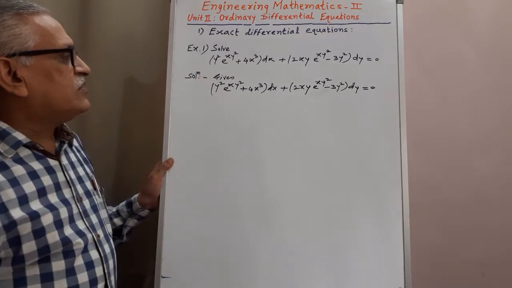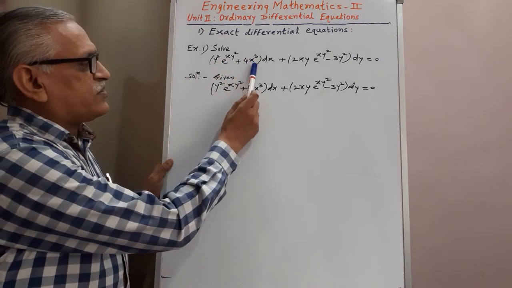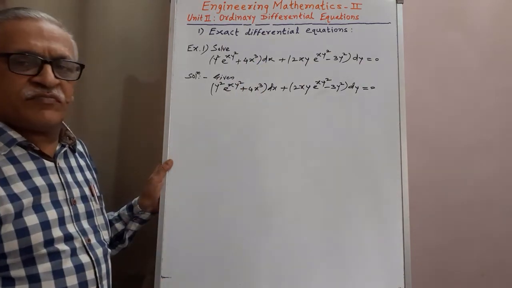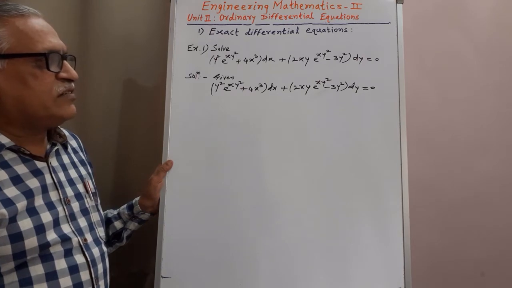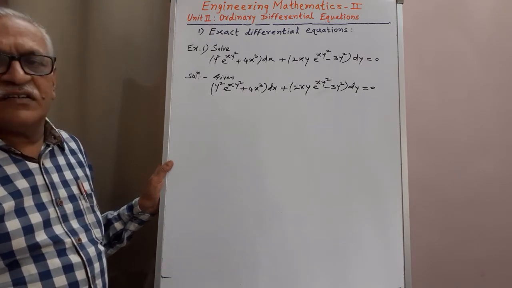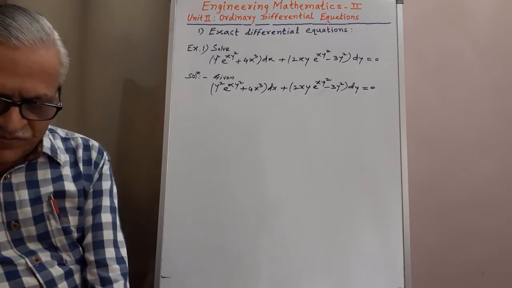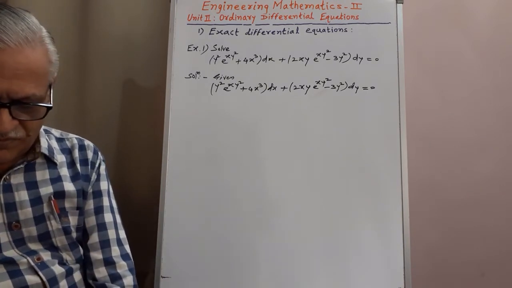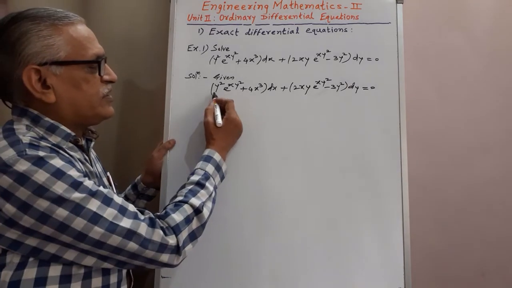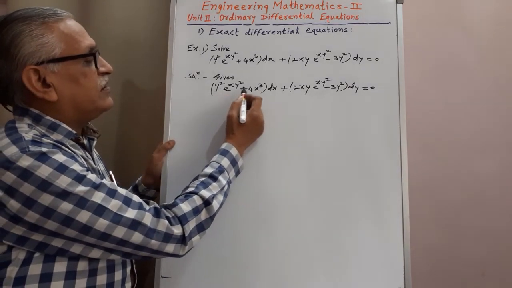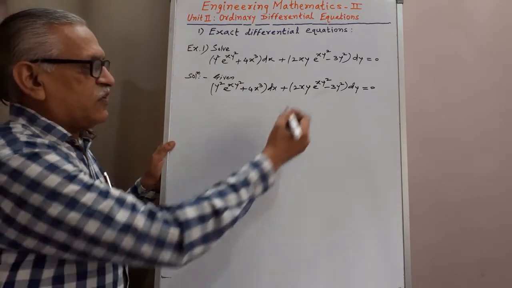Example number 1, solve (y square e raised to xy square plus 4x cube) dx plus (2xy e raised to xy square minus 3y square) dy is equal to 0. Therefore, the given differential equation is in the form of M dx plus N dy equal to 0.